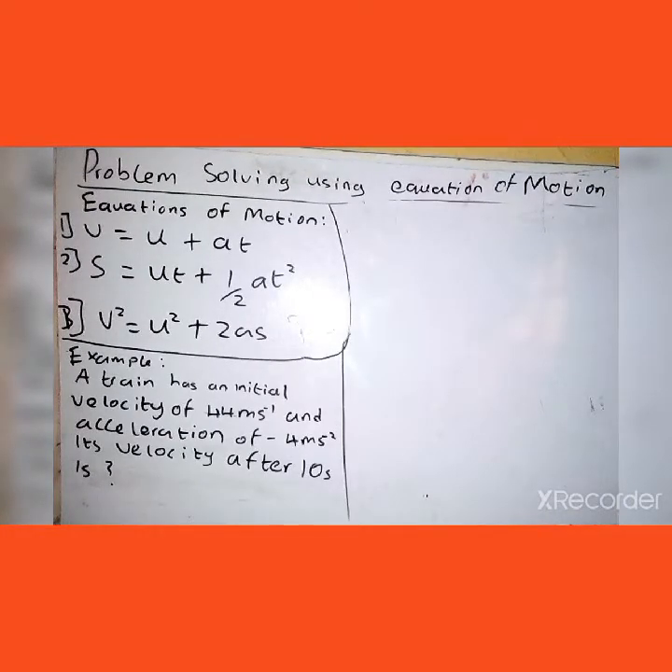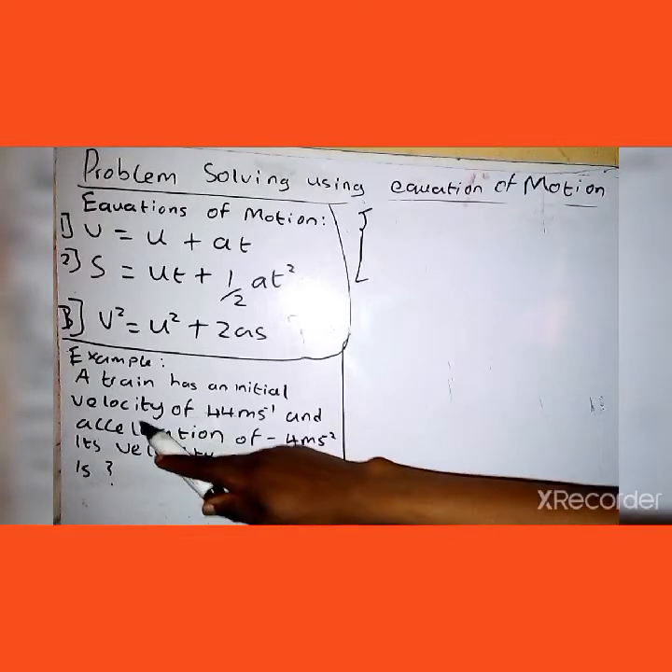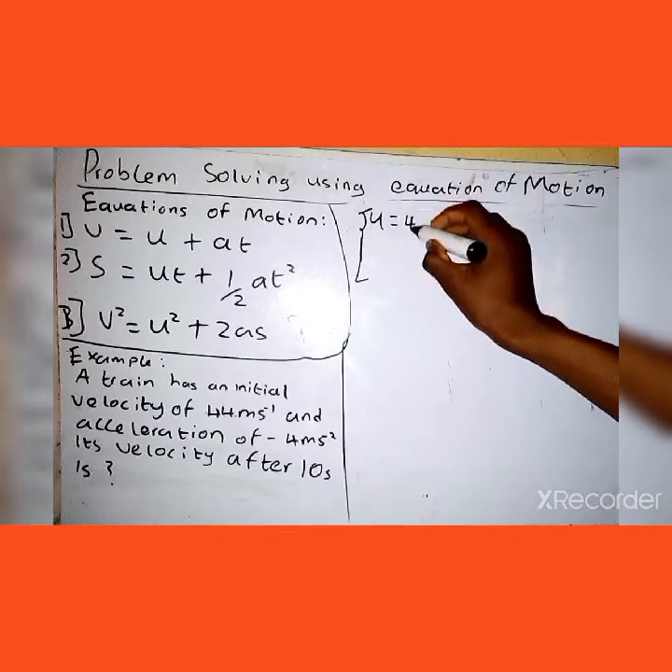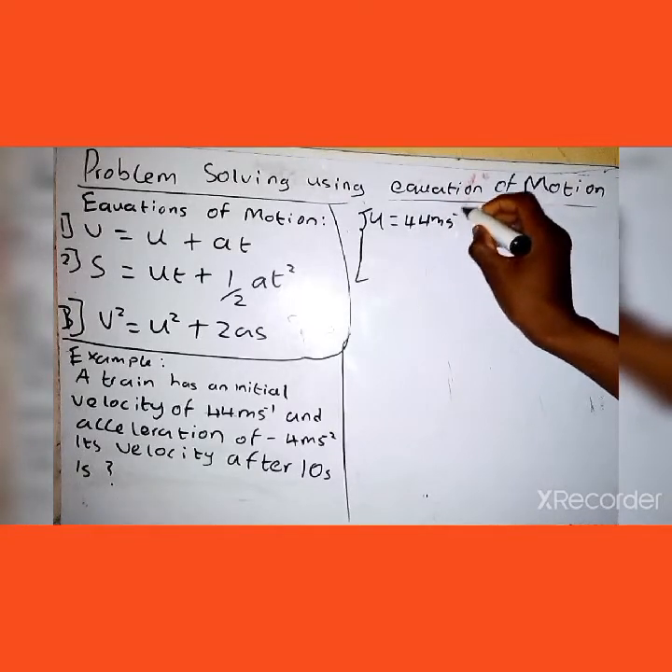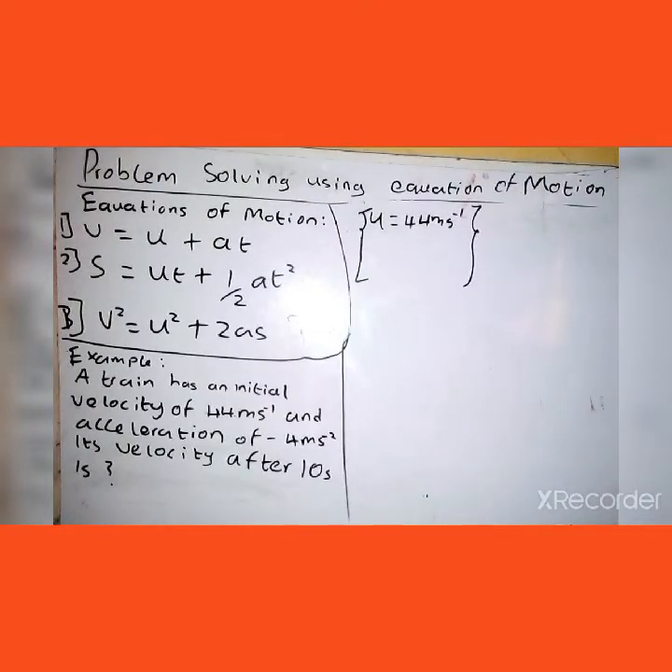So now example: a train has an initial velocity of 44 meters per second and acceleration of minus 4 meters per second square. Its velocity after 10 seconds is. So first thing we have to do when solving a question like this is write out the parameters. So we have initial velocity u, 44 meters per second. You write the 44 meters per second like this, so that when solving you know the equation to use.